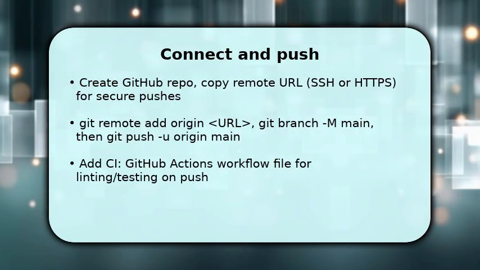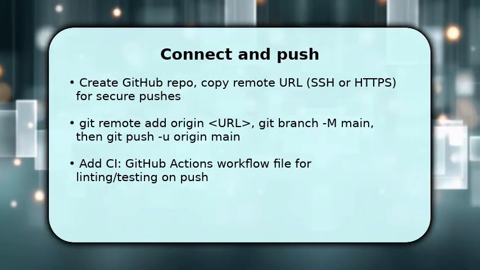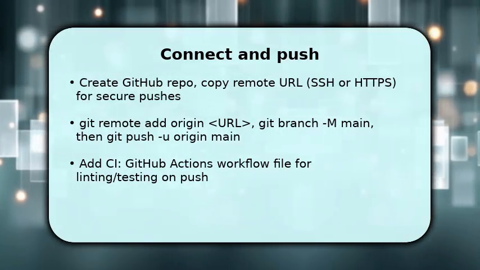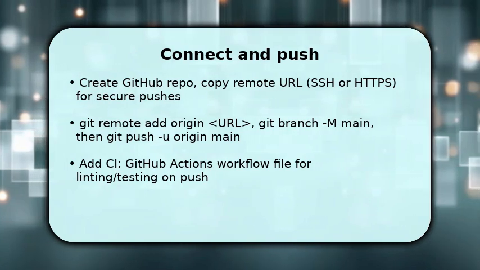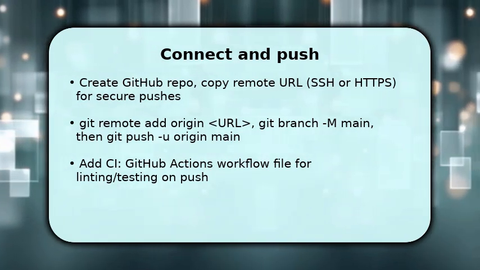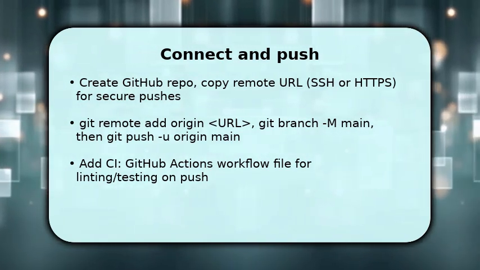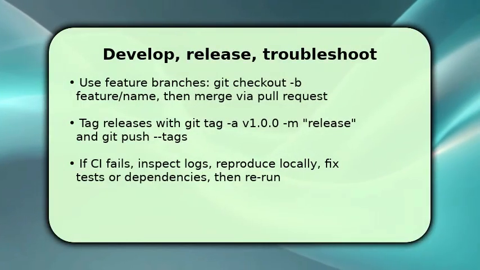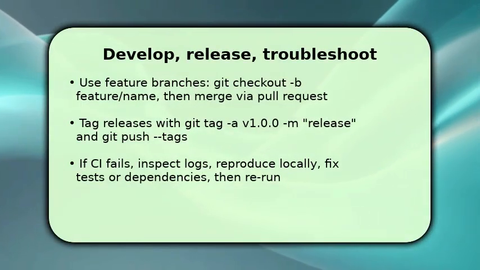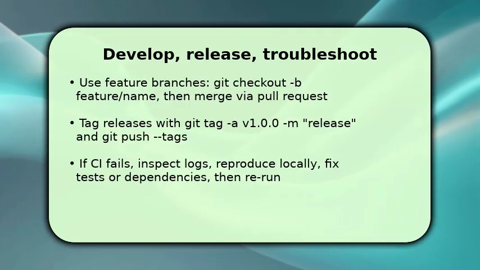Once pushed, add a .github/workflows CI file to run linters and tests automatically. This ensures every push validates your JavaScript and prevents broken builds in the shared repo. You continue by developing on feature branches and opening pull requests for review. This preserves main as stable.